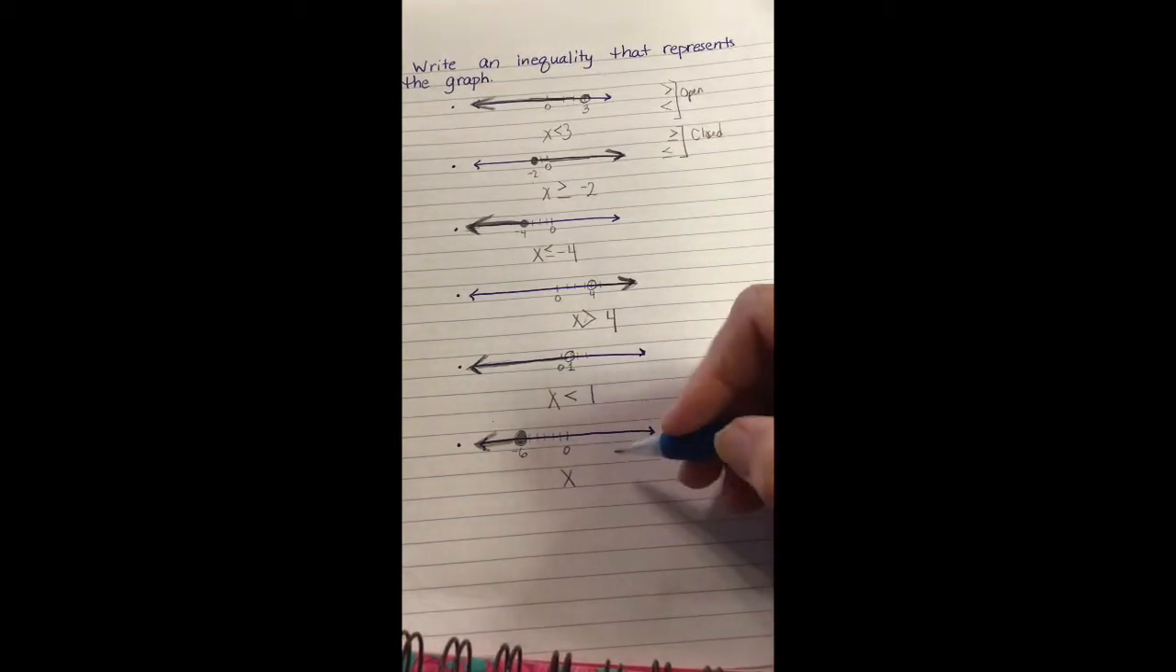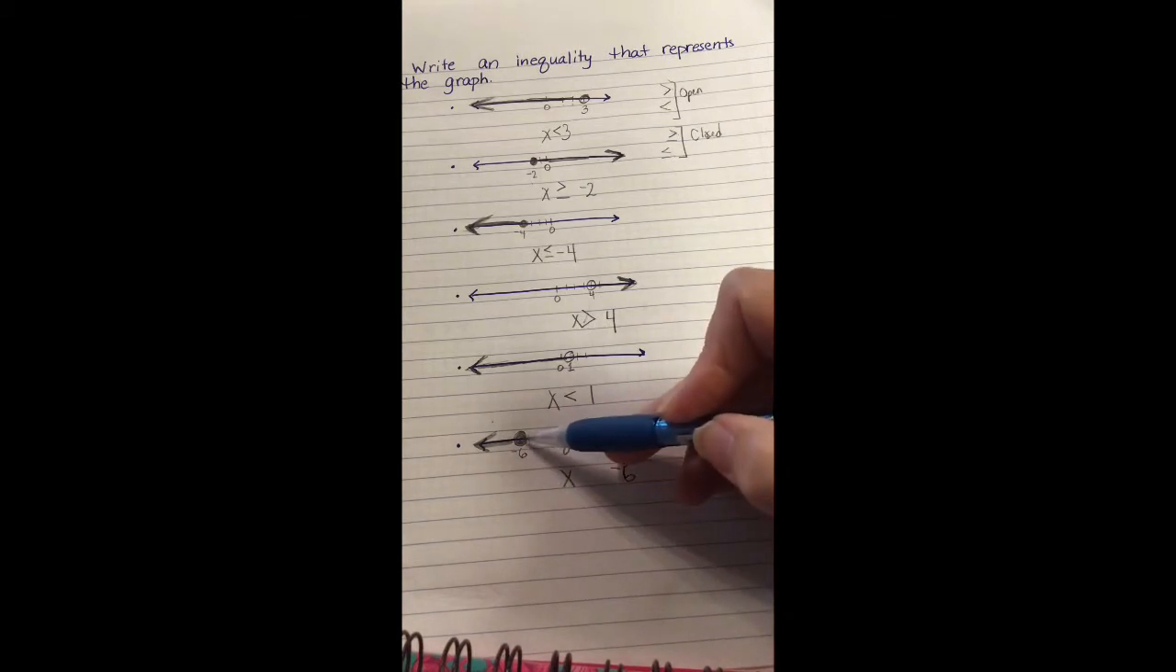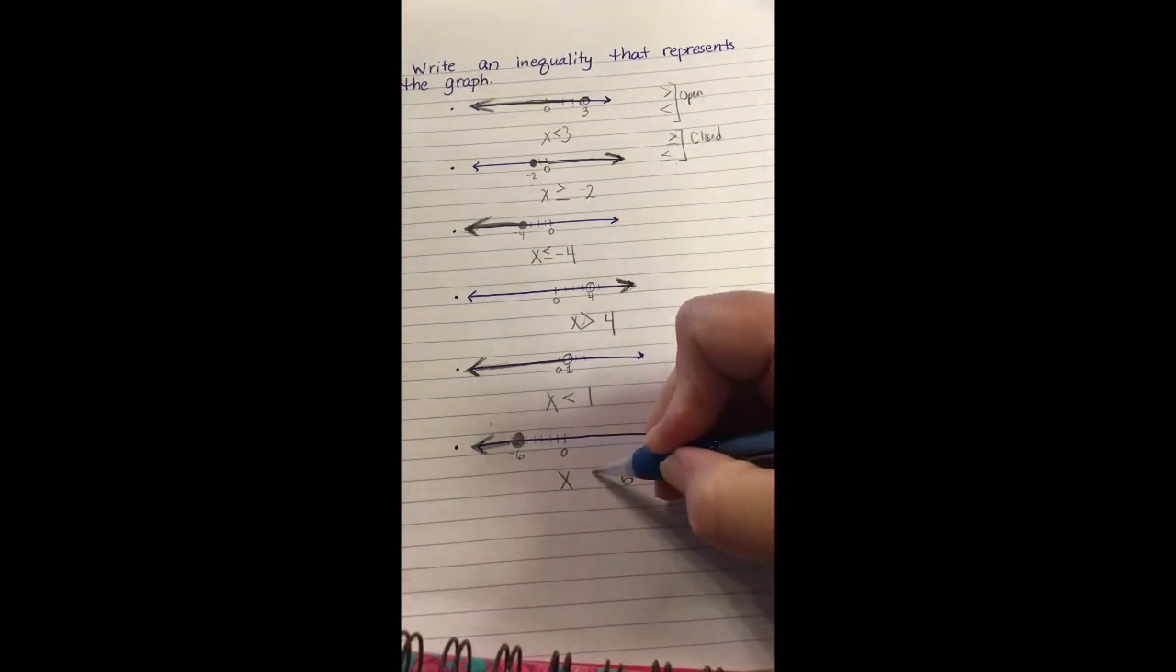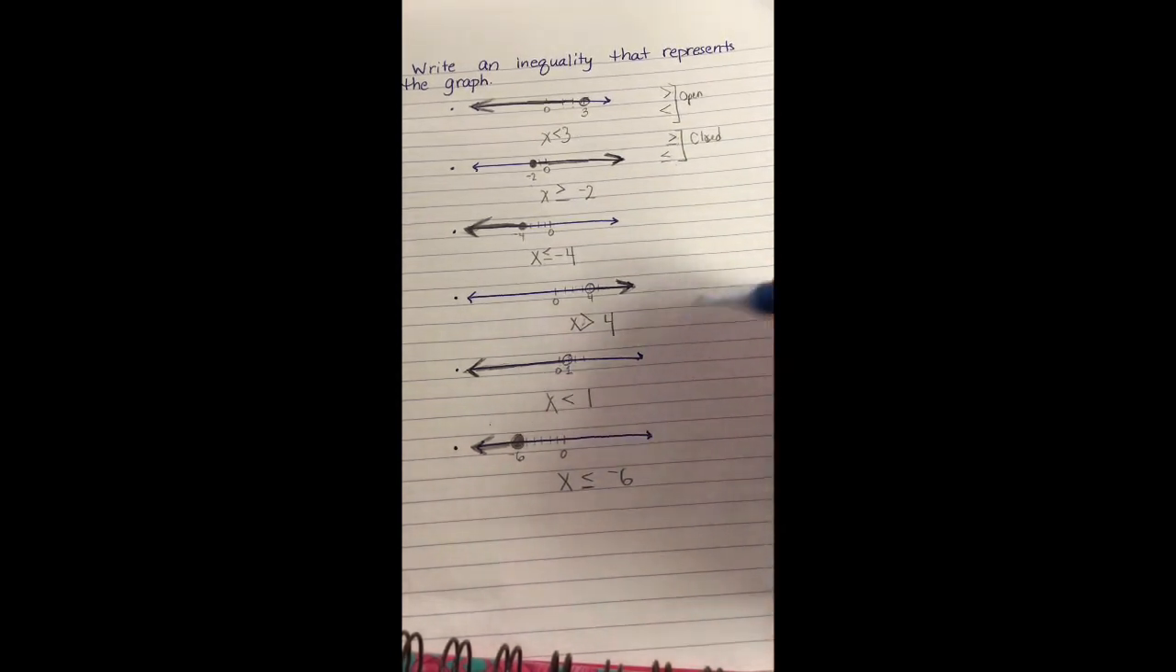And last one, I'm going to put my variable, and then I'm going to put -6. This is a solid circle or closed circle, so I'm going to have one of these two. Do I have numbers shaded greater than or equal to -6 or less than or equal to -6? Hopefully you see less than or equal to -6.